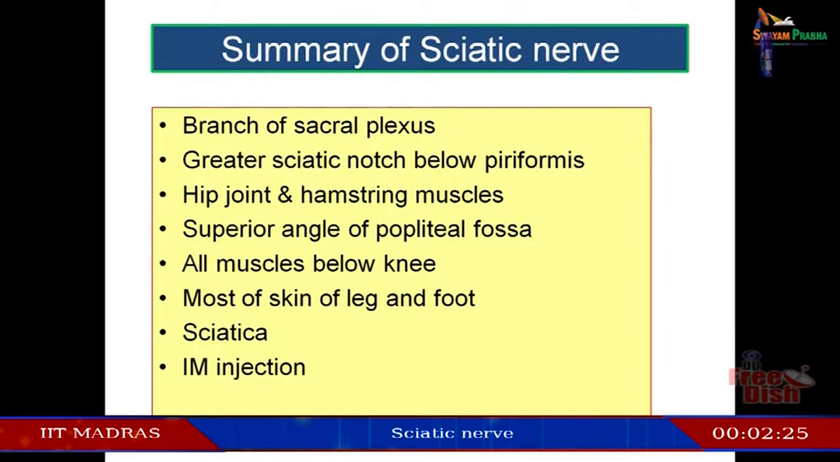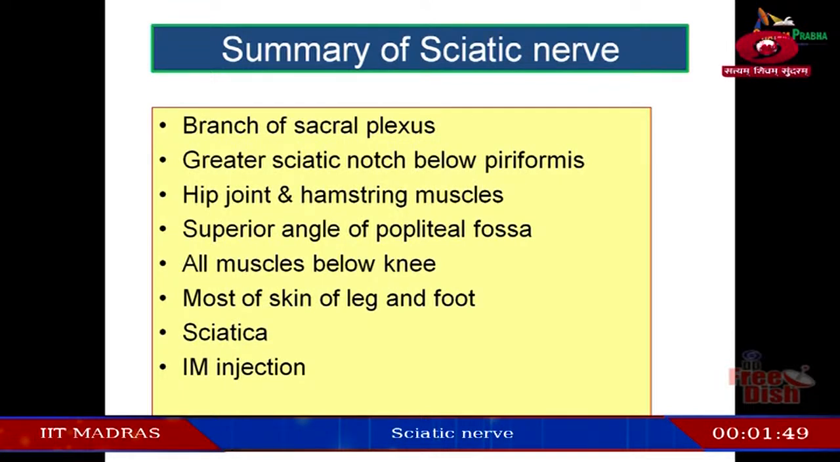Coming to the summary of sciatic nerve, we looked at sciatic nerve origin, and it is a branch of sacral plexus, it is a terminal branch coming out through the greater sciatic notch below the piriformis. It supplies the hip joint and the hamstring group of muscles which are present on the back of the thigh, terminates at the superior angle of the popliteal fossa. It supplies all muscles below knee, and so if there is an injury to the sciatic nerve, all the muscles below knee will be paralyzed.